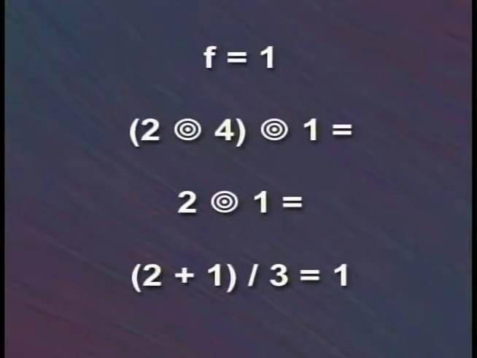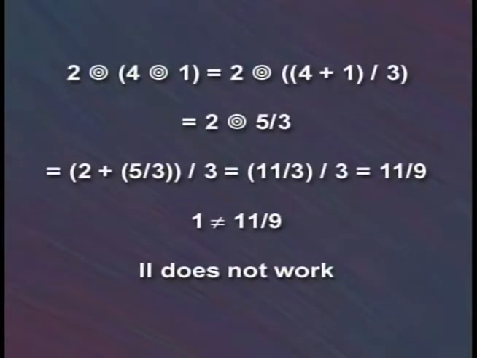On the right side, work the parentheses first. 4 circle dot 1 equals 4 plus 1 divided by 3, or 5/3. Then 2 circle dot 5/3 equals 2 plus 5/3 divided by 3, or 11/3 divided by 3, or 11 divided by 9. As we can see, the two sides of Roman numeral 2 are not equal. Thus, Roman numeral 2 does not work.